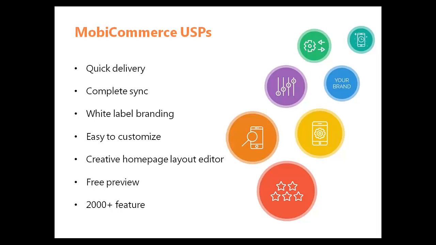And we saw how you can manage the easy design homepage and category landing page. And you get a free preview for 30 days with your website in just 15 minutes. Install the extension and preview your app. And with all this, you get 2,000 features by default with Mobicommerce app. So this was the quickest thing which I could share through this session.